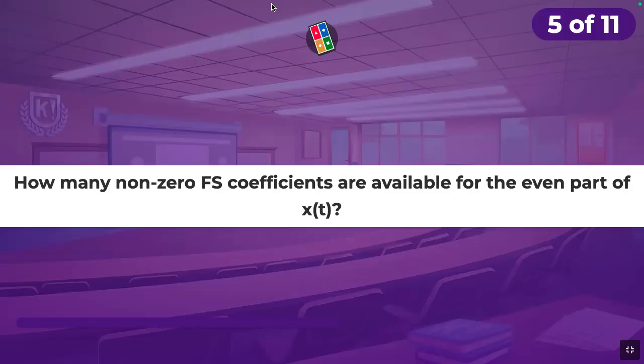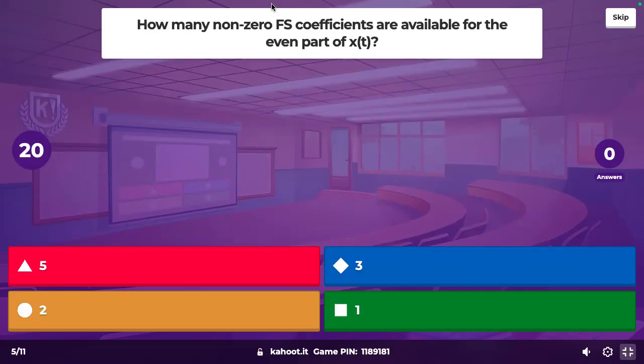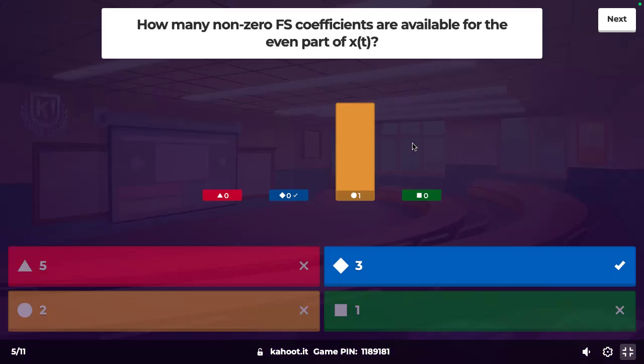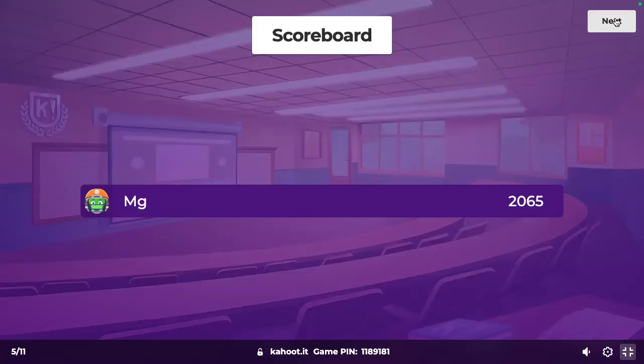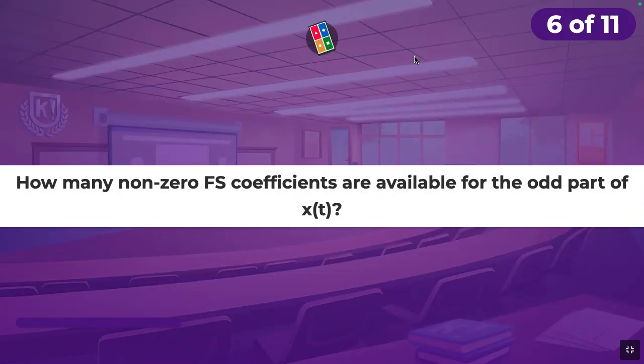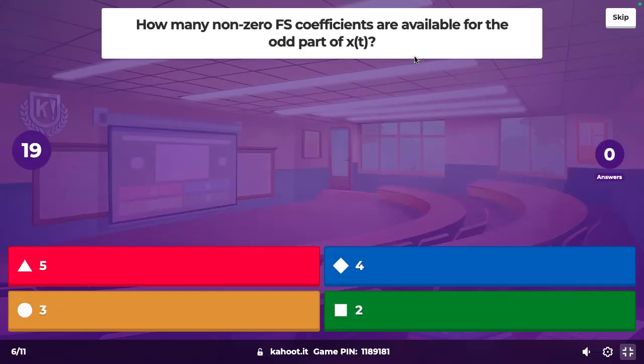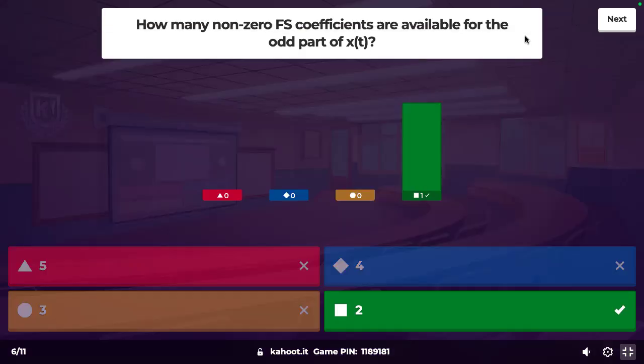Yeah, how many non-zero FS coefficients are available for the even part of x(t)? Even part means x(t) equals x(-t), am I right? So it would be A1, A0, and A-1. Yeah, it should be. It's a little tricky. How many for the odd part? You know, one signal is made of the even part and the odd part, which means, yeah.